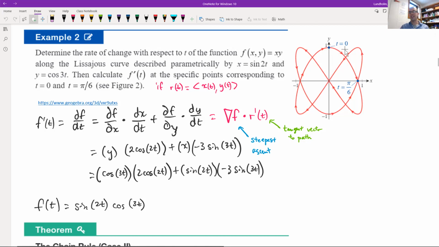Okay, so this is the Lissajous curve, and that's just graphed in the XY plane for right now. But it's a parametric curve.